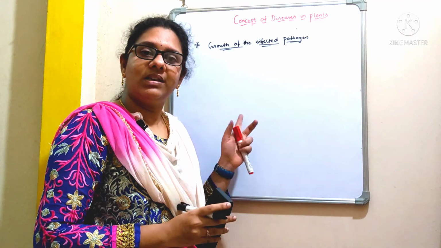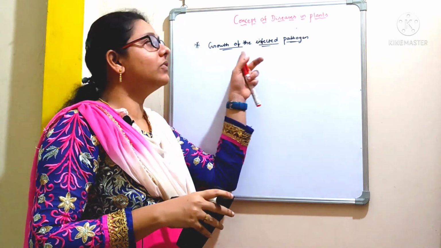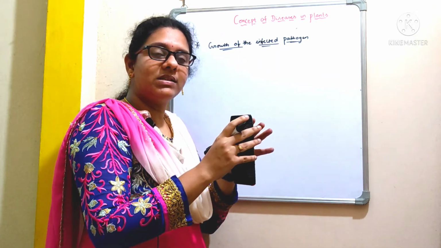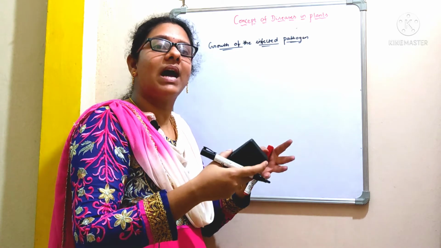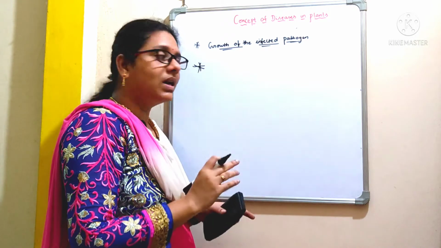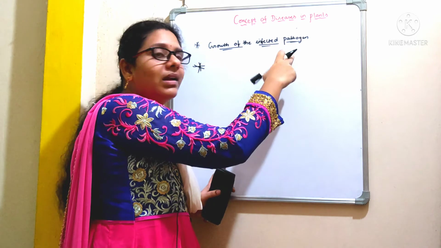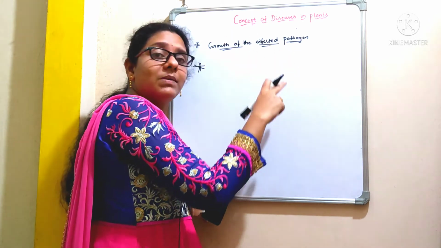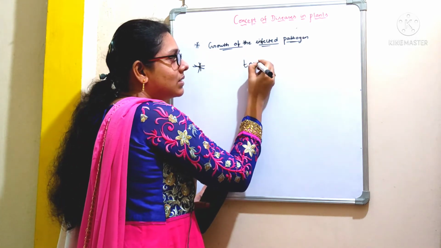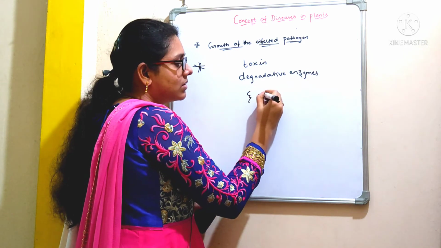Hope you are clear with the initial contact and the entry of the pathogen. So now what is the next step? Growth of the infected pathogen, right? So once this pathogen enters into the plant system, what is it going to do? It is going to start its growth. It is going to infect the tissue of a plant, right? So here the microorganisms which have successfully gained entry into the plant system disrupt the plant's normal function by releasing certain toxins, degradative enzymes and growth regulators.